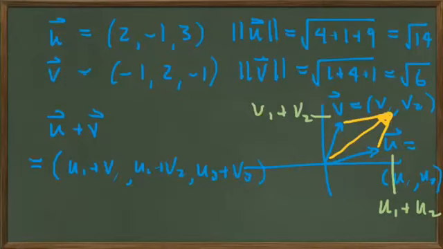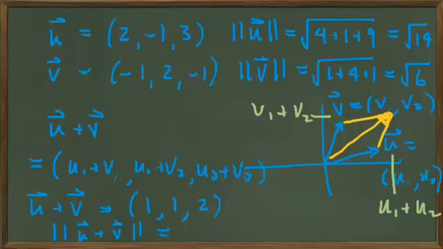So using u and v as above, the vector u plus v would be in the x coordinate 2 plus minus 1 or 1, minus 1 plus 2 or 1, and 3 plus minus 1 or 2. And the magnitude of the vector u plus v would just be the square root of the sum of those components squared, so that'd be 1 squared plus 1 squared plus 2 squared, or square root of 6.